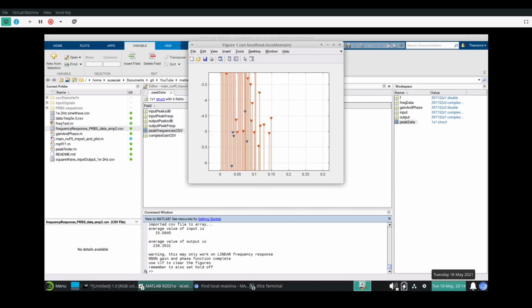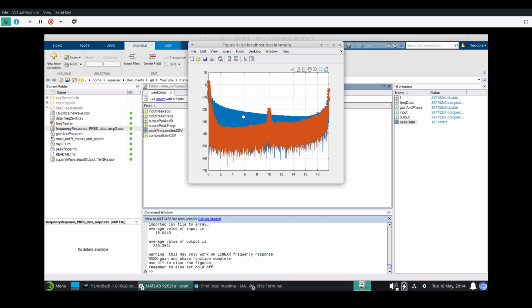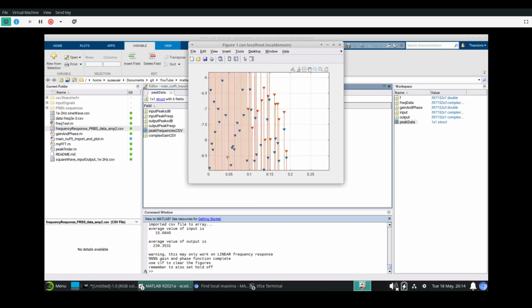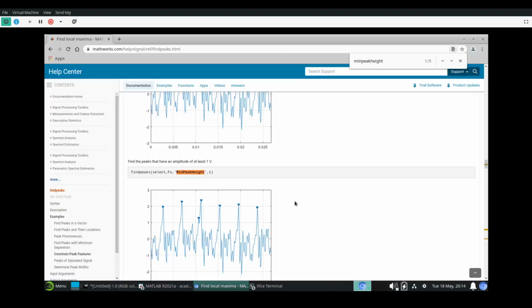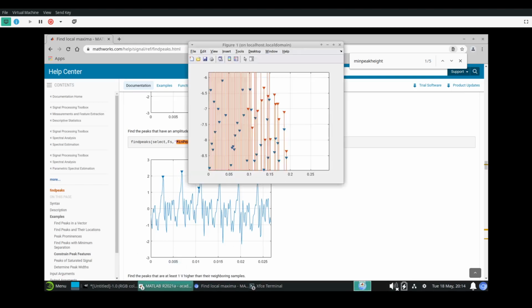Now the thing is that it's a lot easier to see the relative peak height when you don't use decibels. You probably want to use something a little more absolute, so that if you want to find your local maxima, you only look at peaks of a certain absolute height. Why are we doing that?